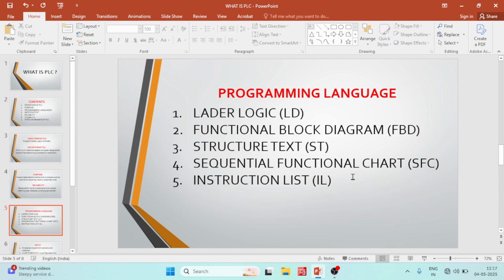Programming languages. So there are 5 programming languages to program a PLC: ladder logic, functional block diagram, structured text, sequential functional chart, and instruction list. All industries use mostly, about 90%, ladder logic language. It is a simple language to program a PLC.